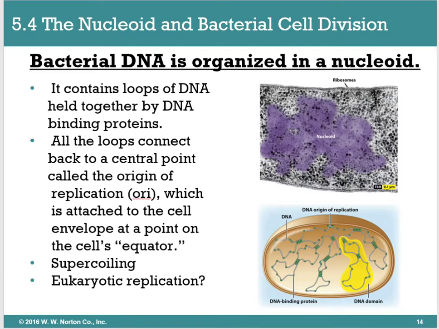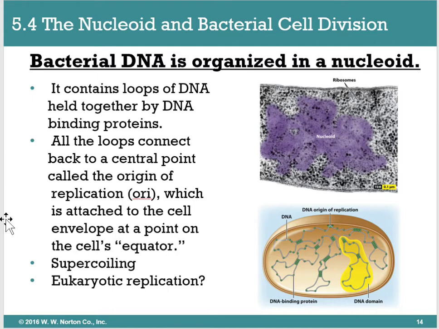With the nucleoids throughout the entire cell, it helps the bacteria organize their DNA. That is how they organize their DNA, whereas in eukaryotic cells, we organize it within our nucleus. It contains loops of DNA, and it's held together by DNA binding proteins. As you see in the bottom figure, there are these loops all the way around. That's the DNA. And you see those little dots on there. Those are the binding proteins.